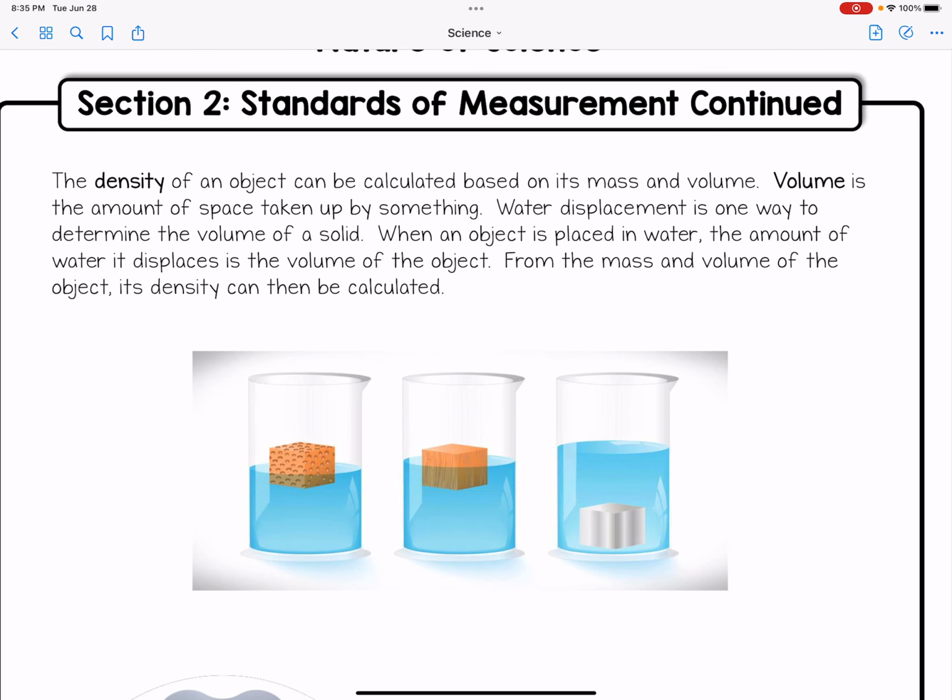The density of an object can be calculated based on its mass and volume. Volume is the amount of space taken up by something. Water displacement is one way to determine the volume of a solid. When an object is placed in water, the amount of water it displaces is the volume of the object. From the mass and volume of the object, its density can then be calculated.